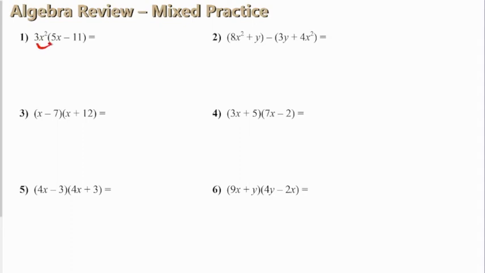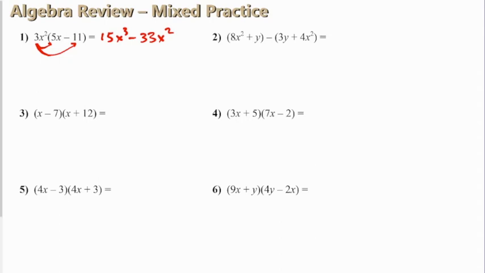You can pause here, try the problems out on your own, unpause to see the answers worked out. So we'll distribute with this first one. So we see 3 times 5 is 15. X squared times x is x to the third. And now I can multiply 3x squared by negative 11. That gives me minus 33x squared. And that's your answer to the first one.